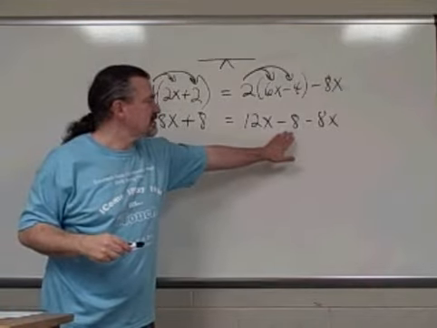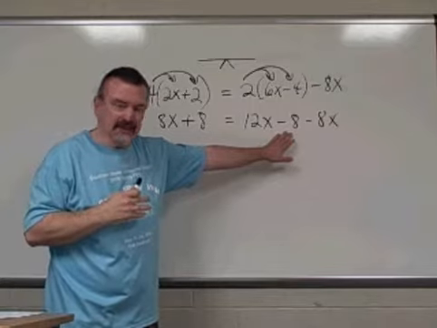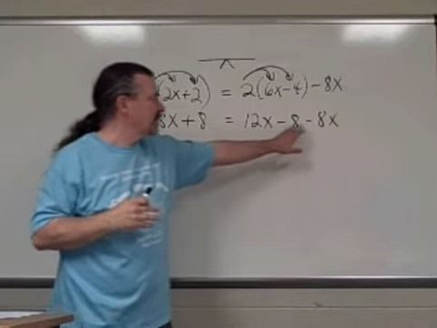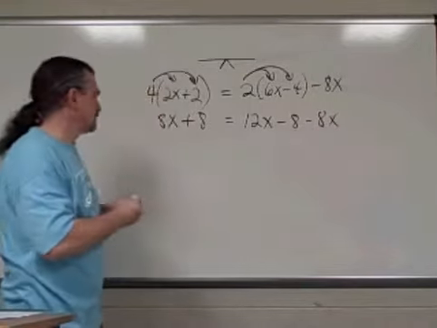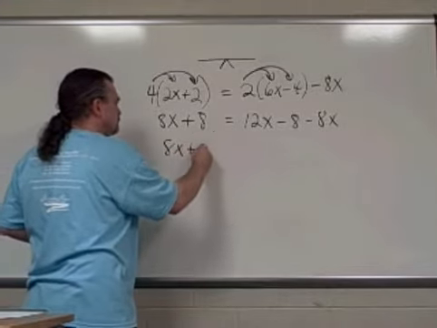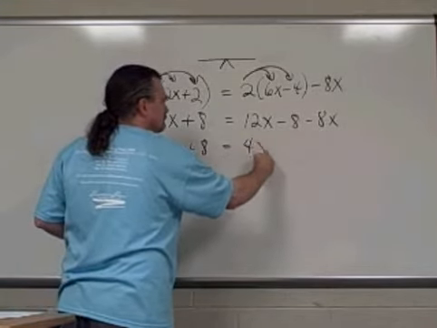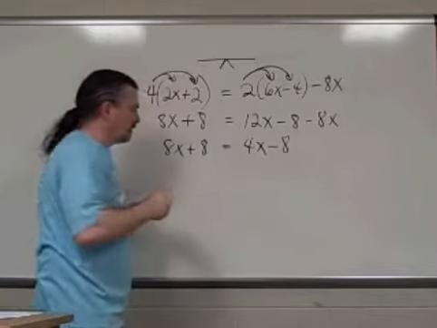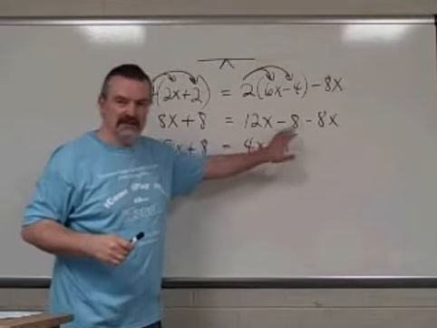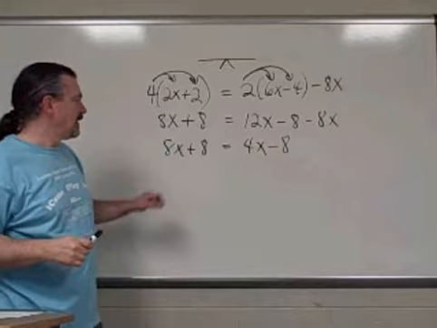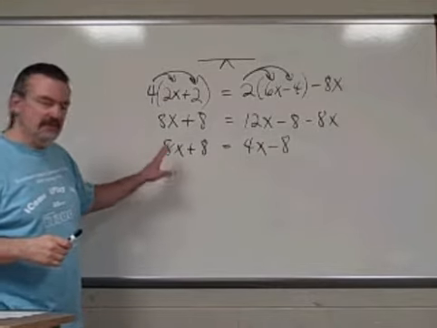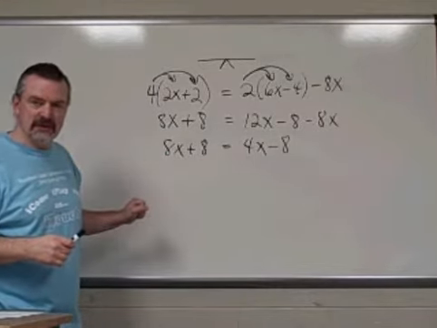We should then notice that in the right-hand expression we have some like terms we can combine. The 12x minus 8x terms. 12x minus 8x gives us 4x. Now we encounter a situation where the variable's on both sides of the equation.